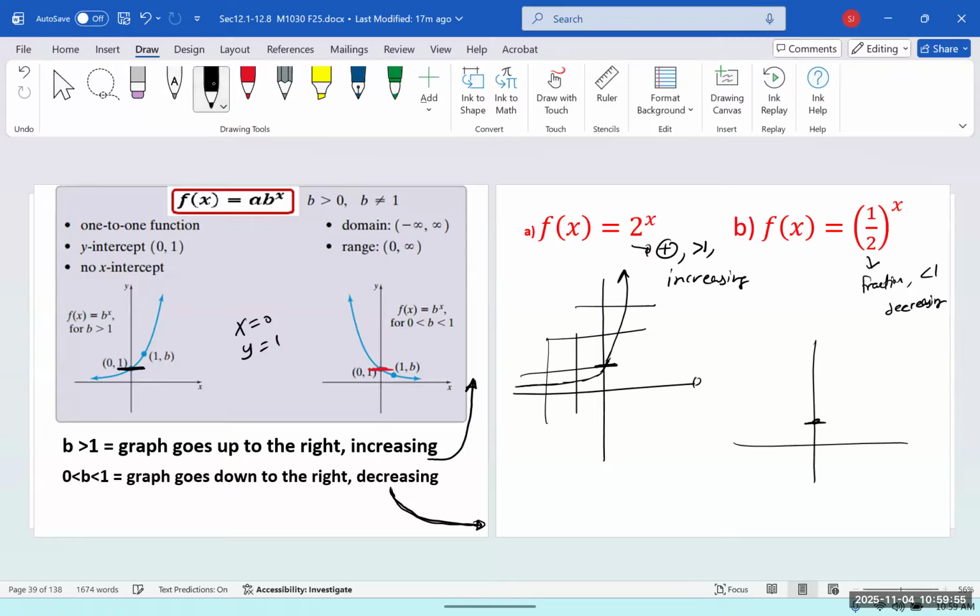But decreasing means you are going down really fast. So you start with something very high, and then you go down really, really fast, and your y value is still 1. The whole number base goes up, fraction base goes down. Any question? And you have to memorize this, or at least remember these shapes.